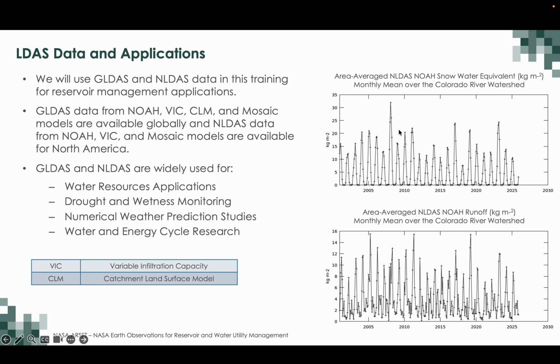And examples of snow water equivalent from NLDAS NOAH and runoff are shown here as time series averaged over the Colorado River Basin. The time series goes from 2003 to the end of 2025, and it shows how snow water equivalent has interannual variability, and resulting runoff also shows interannual variability. We will look at all these parameters in session 2 of this training, where we combine all the parameters to look at reservoir management issues.